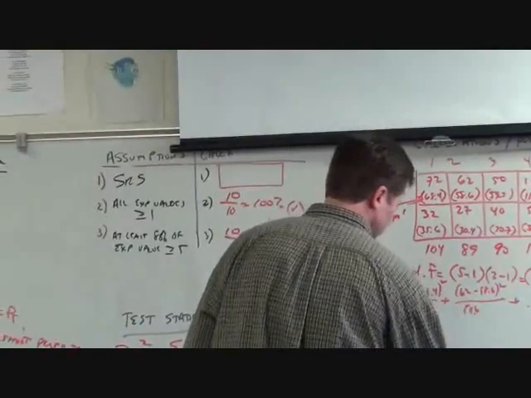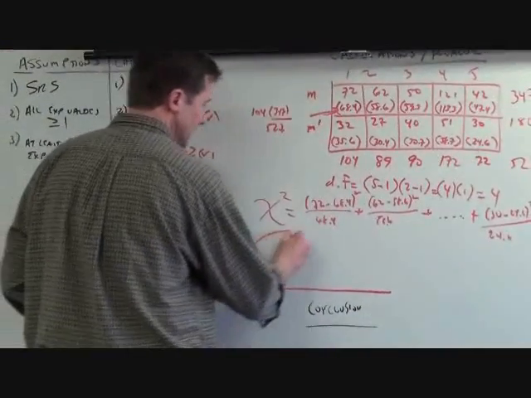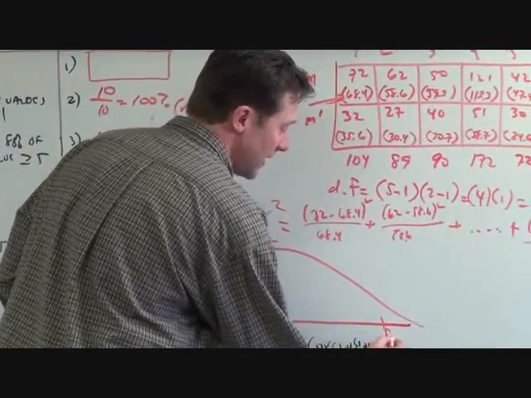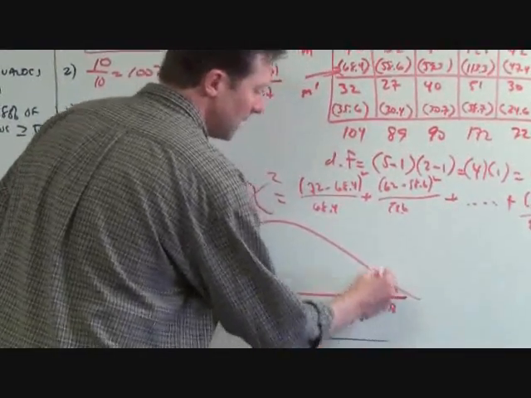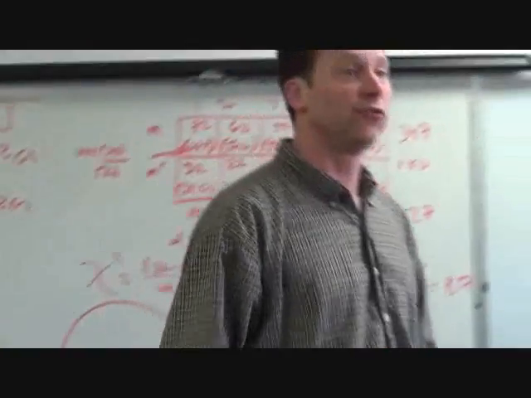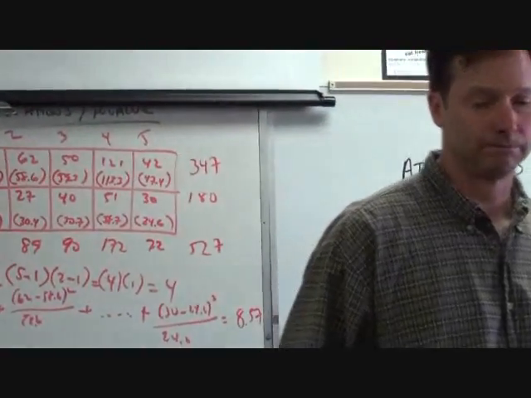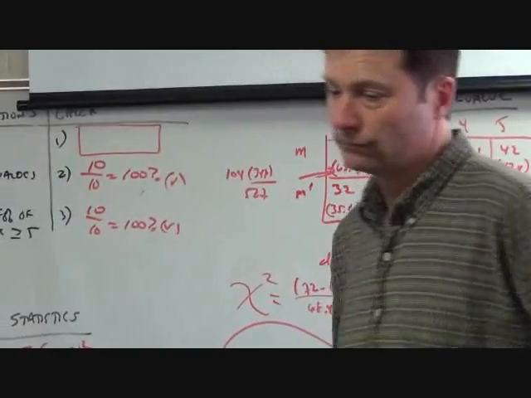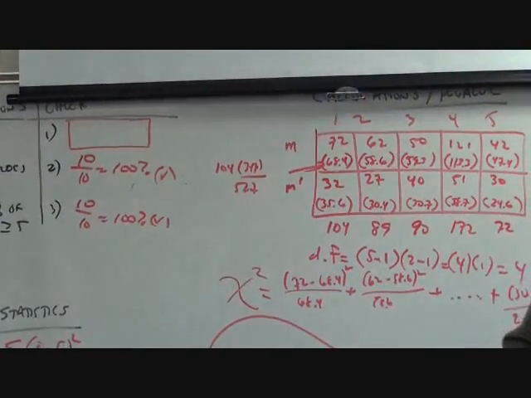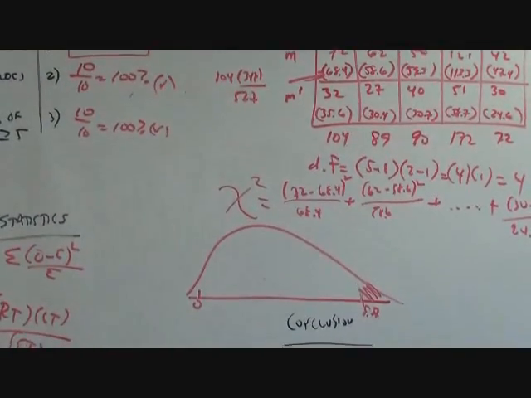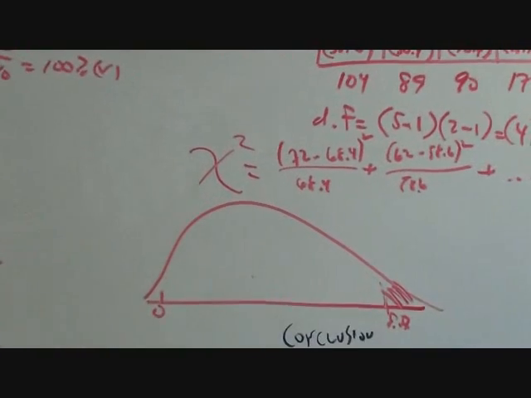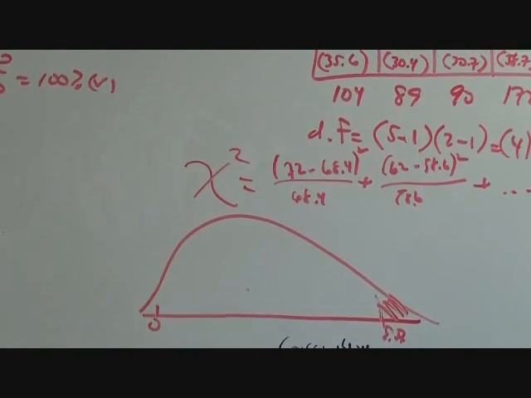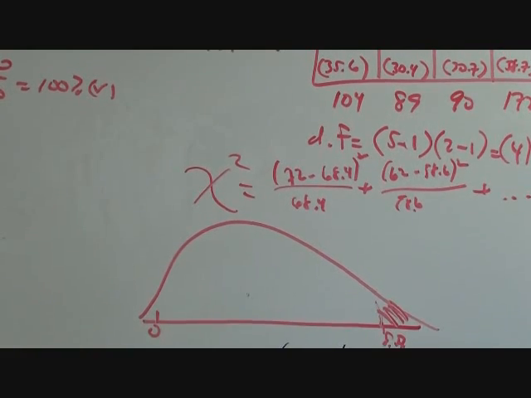Let's draw our picture. Right skewed, chi-squared. Here's 0. Here is our 8.57. Let's find the p-value at 4 degrees of freedom. So you go to your charts. Between 5 and 10? Yeah.